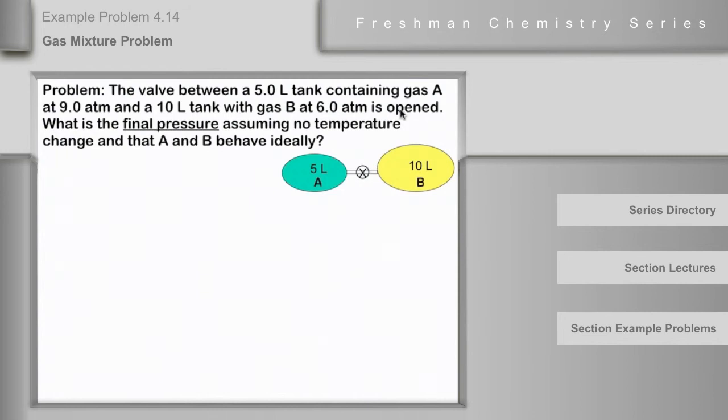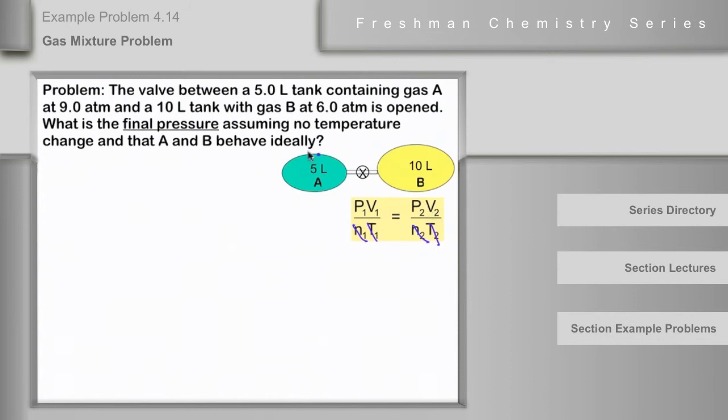Now, the first thing you should recognize is there is a change. The valve is open. So that means the best thing to do is to use the combined gas law. You can also notice that if we consider gas A, for example, the number of moles of gas A doesn't change. Gas A just expands from 5 liters up to 5 and 10 liters together here. So n doesn't change. And it says the temperature doesn't change, so this becomes a P1V1 equals P2V2 problem.